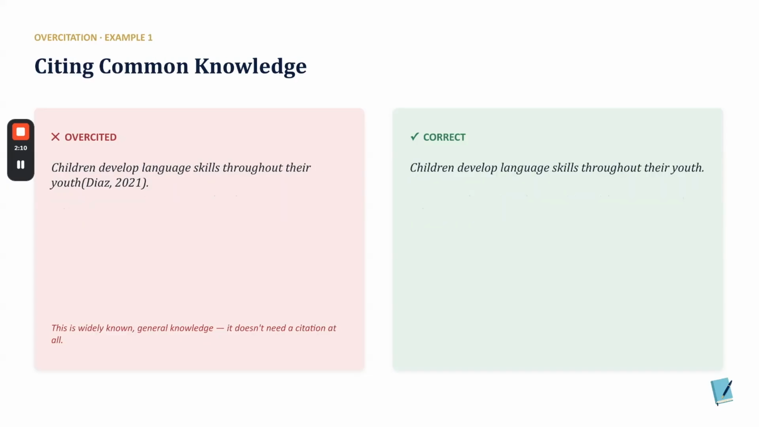Now let's flip to the opposite problem, citing too much. Some people think you can't do this, but this is actually possible. People can be so afraid of plagiarizing that they end up citing way, way too much.